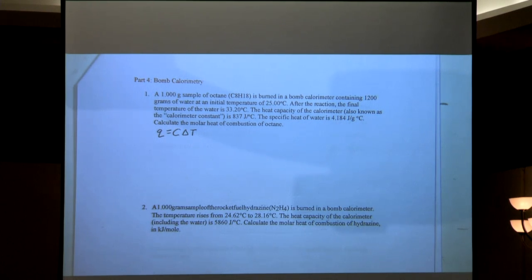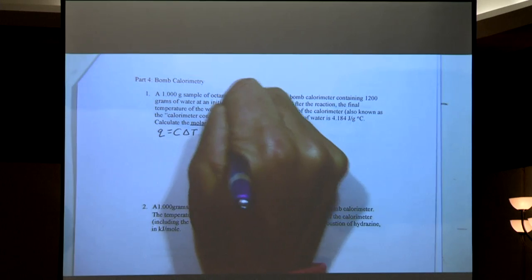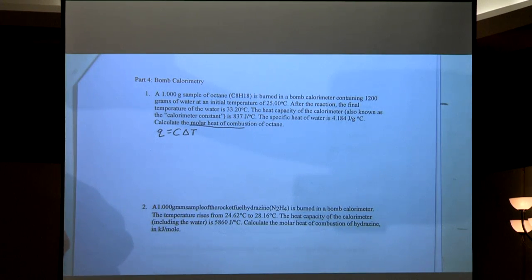Awesome. So the problem reads: a 1 gram sample of octane, C8H18, is burned in a bomb calorimeter containing 1,200 grams of water at an initial temperature of 25 degrees Celsius. After the reaction, the final temperature of the water is 33.20 degrees Celsius. The heat capacity of the calorimeter, also known as the calorimeter constant, is 837 joules per degree Celsius. The specific heat of water is 4.184 joules per gram times degree Celsius. Calculate the molar heat of combustion of octane. Keyword here is molar heat of combustion.